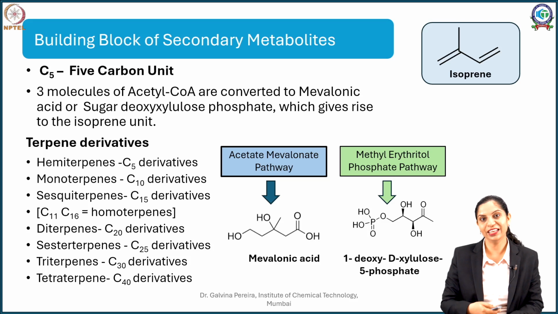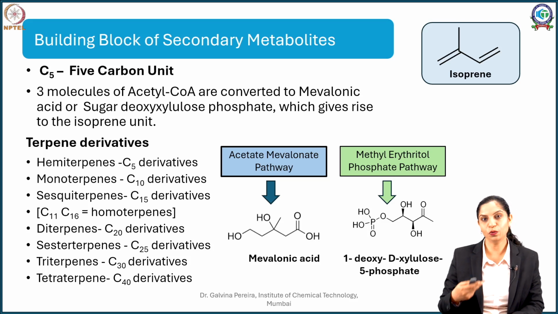Now going ahead, if mono is C10, then you duplicate it and you get twice the monoterpene, which is your diterpene, that is a C20 derivative. In addition to that, just add 5 to it and you have what are called sesterterpenes, and then add one more 5 and you will have what are called C30 derivatives. C30 derivatives are referred to as triterpenes. So C10 is mono, C20 is di, and C30 is your triterpenes.